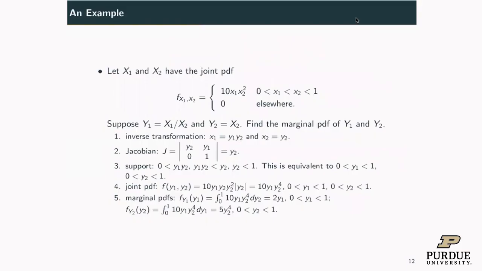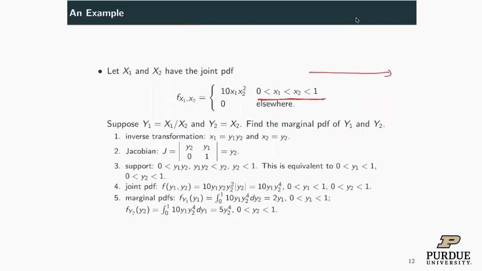So to solve this kind of problem, usually we will go through 5 steps. Now let's take a look at this example. Let x1 and x2 have the joint PDF. So this is the joint PDF. You need to be careful about the support: 0 less than x1, less than x2, less than 1.